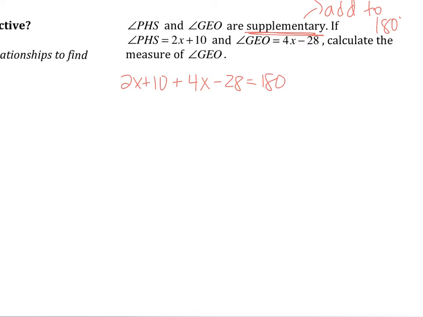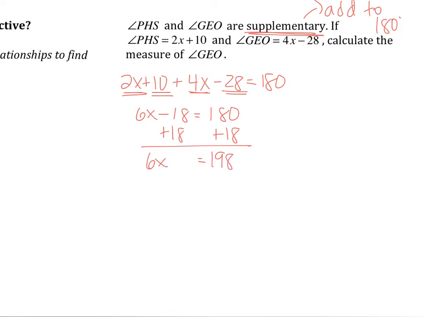From here, you need to combine like terms. 2x and 4x will give us 6x. 10 and negative 28 will give us negative 18. So you should have had 6x minus 18 equals 180. If I add 18 to both sides, I get 6x equals 198. Dividing by 6, I get x equals 33.